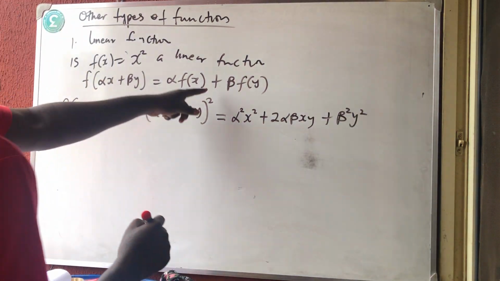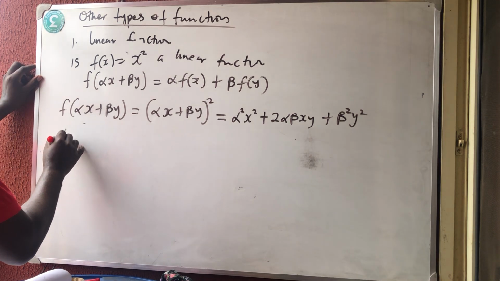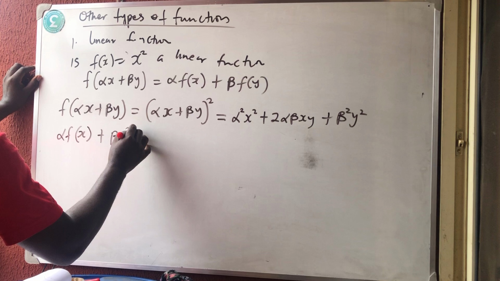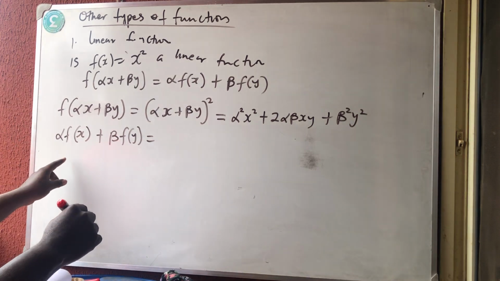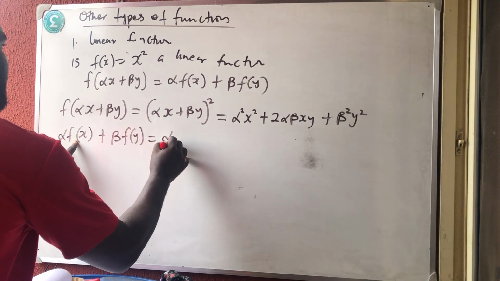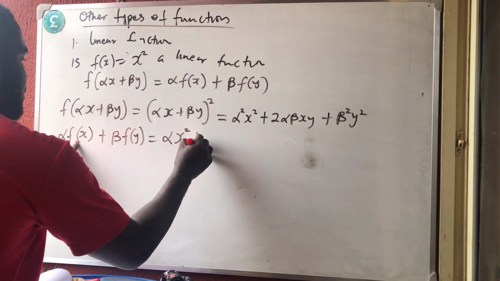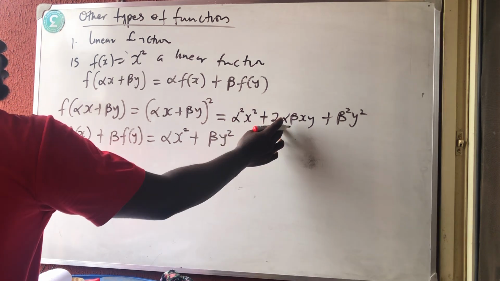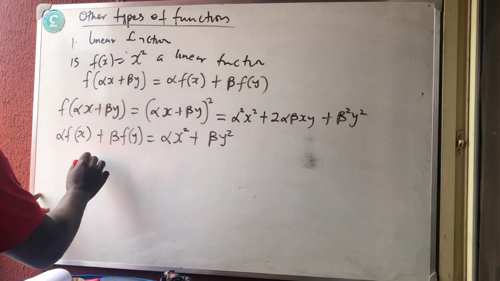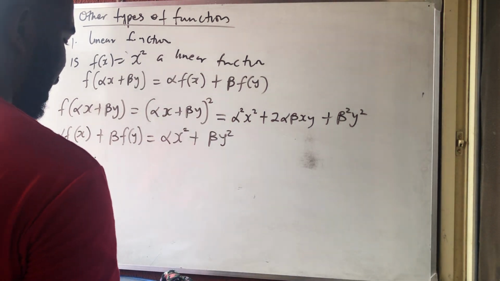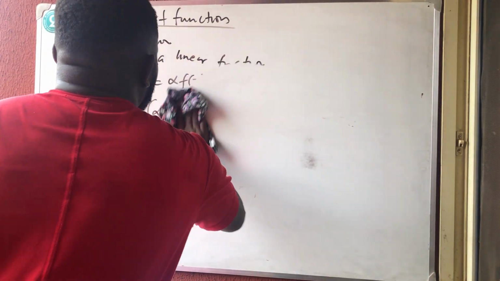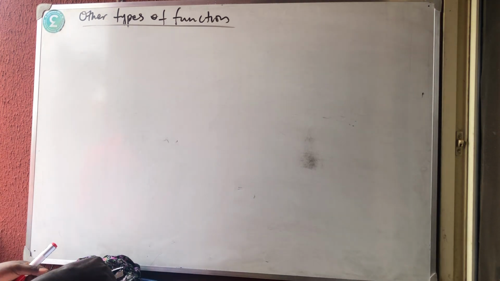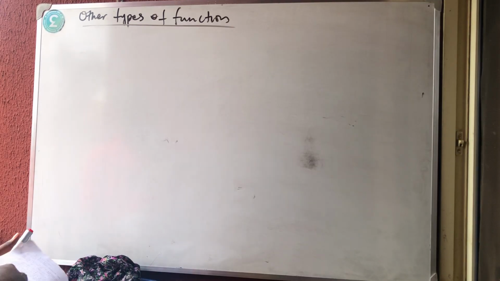So I have gotten this. Let me get the other one now: alpha f of x plus beta f of y. For alpha f of x, just leave your alpha, and my f of x is x squared, plus, just leave my beta, and my f of y should be y squared. So is this thing equal to this? No. Therefore, it is not a linear function. If you look at it, you see that it is quadratic.